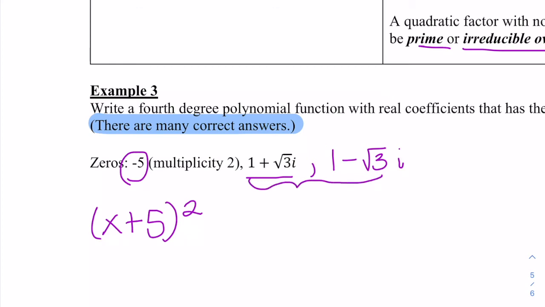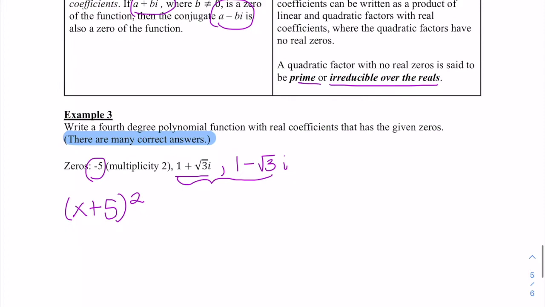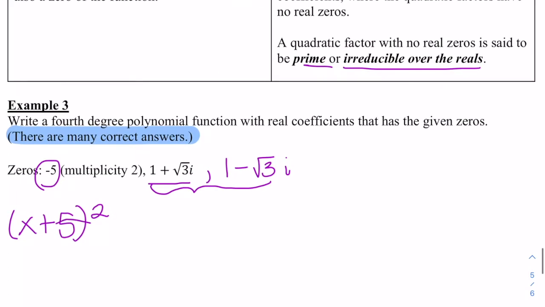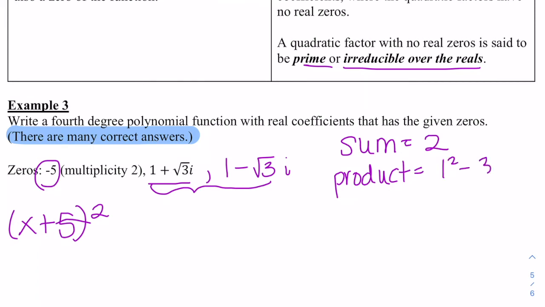So for these two, I'm going to practice with the sum and product, right? So when we add those together, we get 2. When we multiply, we're going to get the first term, 1 squared, minus 3i squared. So that's just 1 plus 3, which is 4.